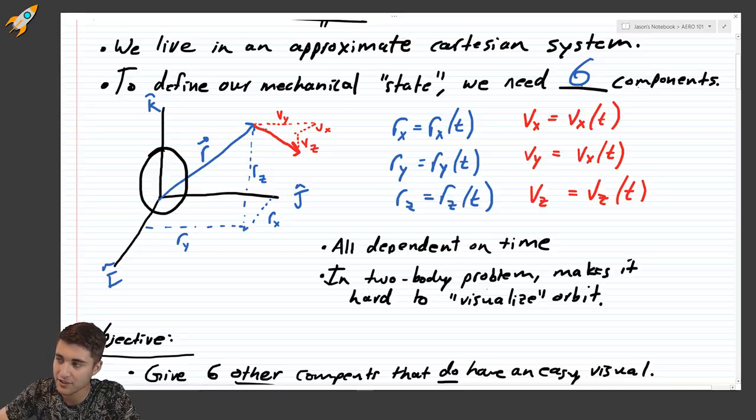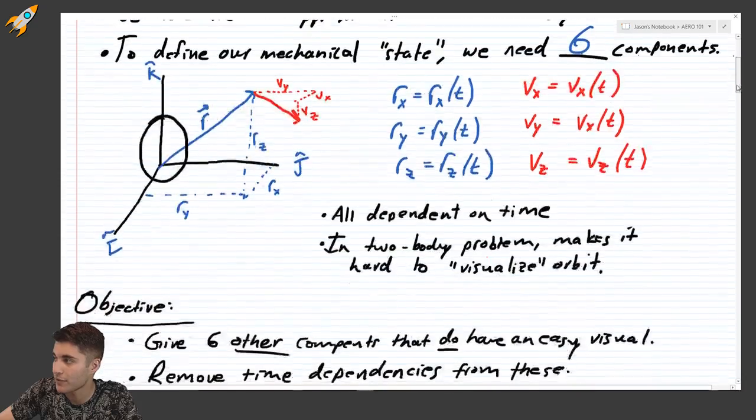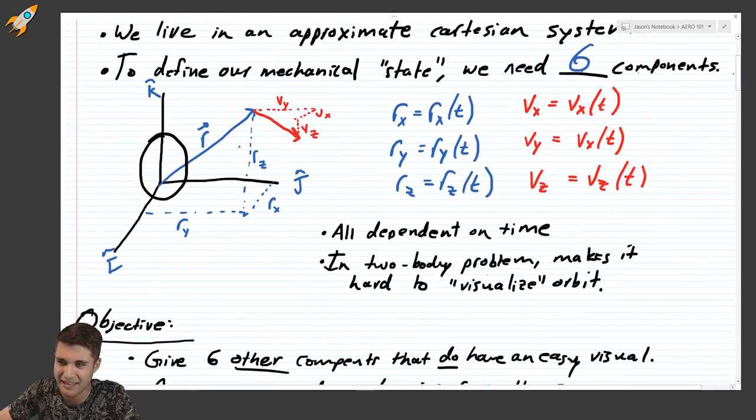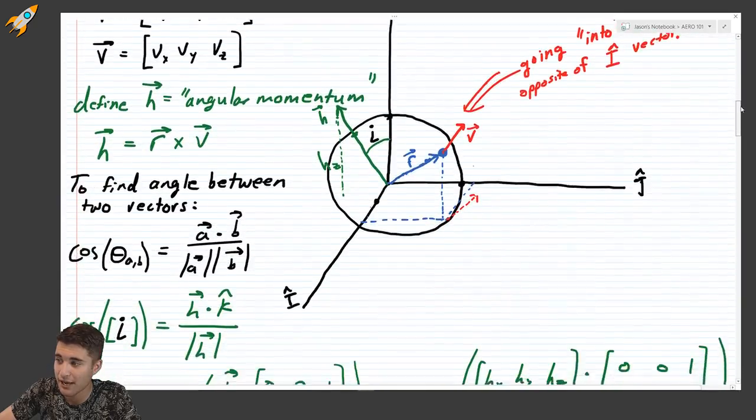With just a position and velocity, all 6 of those components are dependent on time. What did we set out to do, right? Remove time dependencies from most of these. We're assuming we're in a two-body problem. And we need 6 components that do have an easy visual, because this has no visual. Like, what does that mean for an orbit? That means nothing. But slowly, through time, we started deriving what an orbit is.